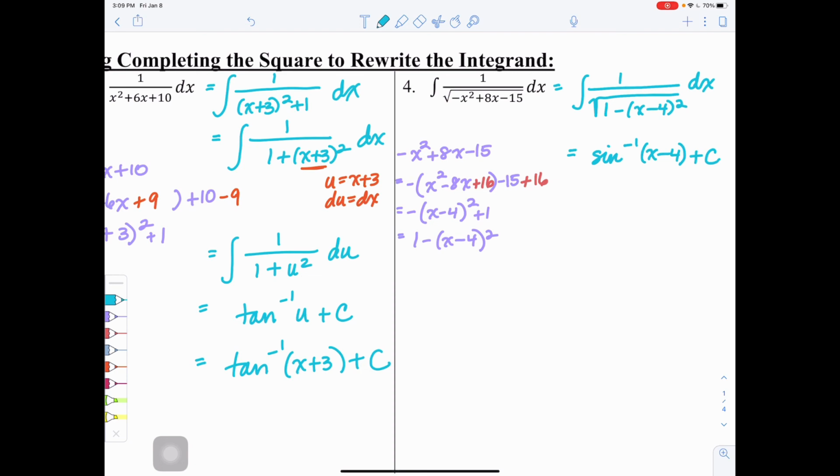Okay? Think about taking the derivative of the sine inverse of something. It's 1 over the square root of 1 minus that something squared, times the derivative of the something, which is just 1. That's pretty neat. Okay, we're going to go to a very difficult problem. It's probably one of the hardest problems you'll come across, but it's worth working and talking about.